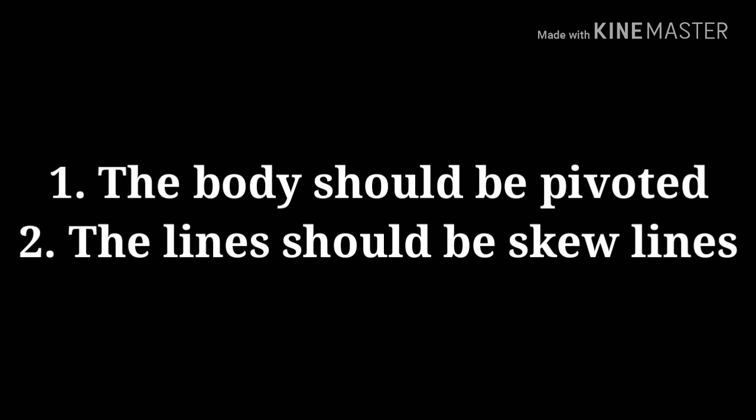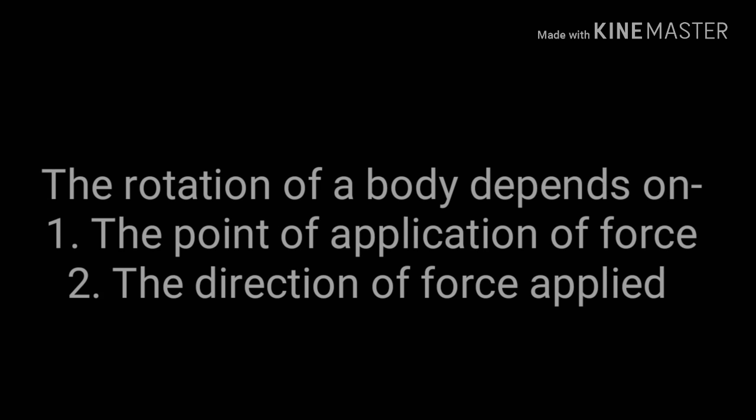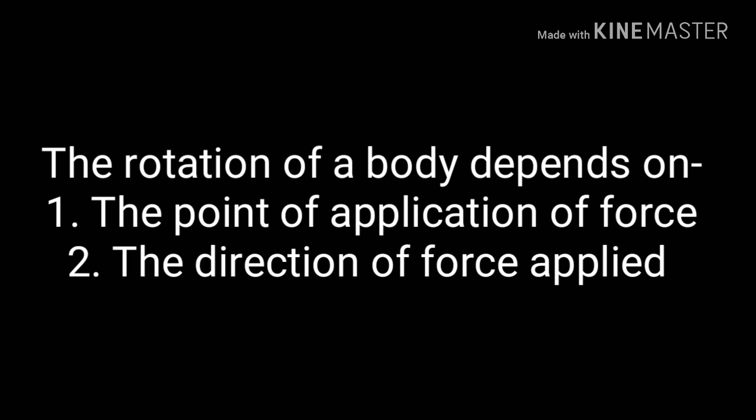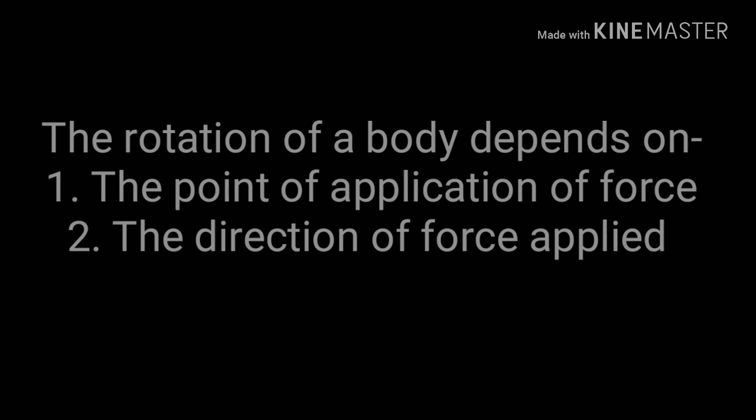So what are the conditions for a force to produce rotation? The first one, the body should be pivoted at a point, and the line of force and the axis must be skew lines, which means the force should not be in the plane of the door, for the body to rotate. And very importantly, the direction of rotation of a body depends on the direction and the point of application of the force applied. So we have just discussed linear motion and rotational motion and the conditions for them.